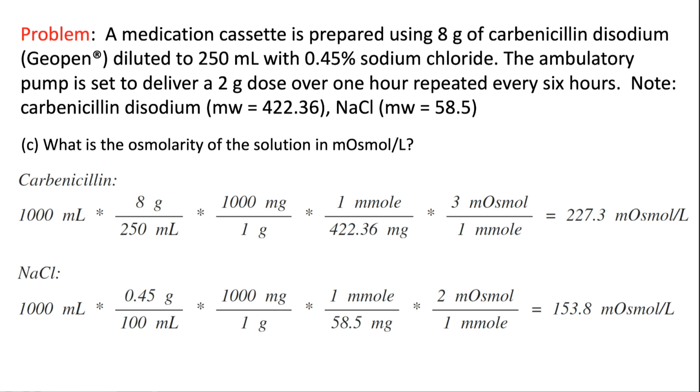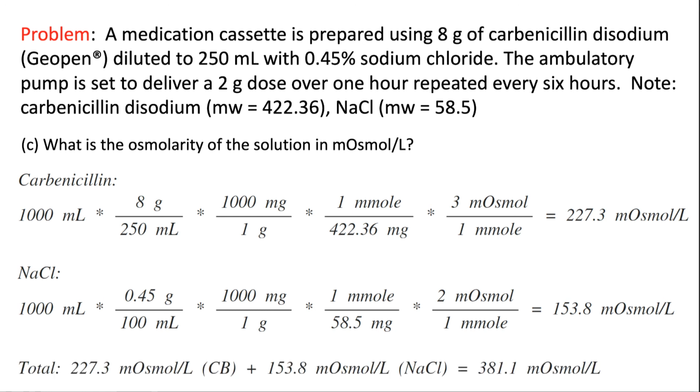What happens when you put sodium chloride in solution? It dissociates and you get 1 sodium and 1 chloride. So for every 1 parent molecule, you get a sodium and a chloride. That's 2. So there would be 2 particles or 2 milliosmoles for every 1 millimole of sodium chloride. So now when you do the math from left to right, your final answer would be 153.8, and the units are finally milliosmoles, and that was the amount per liter.